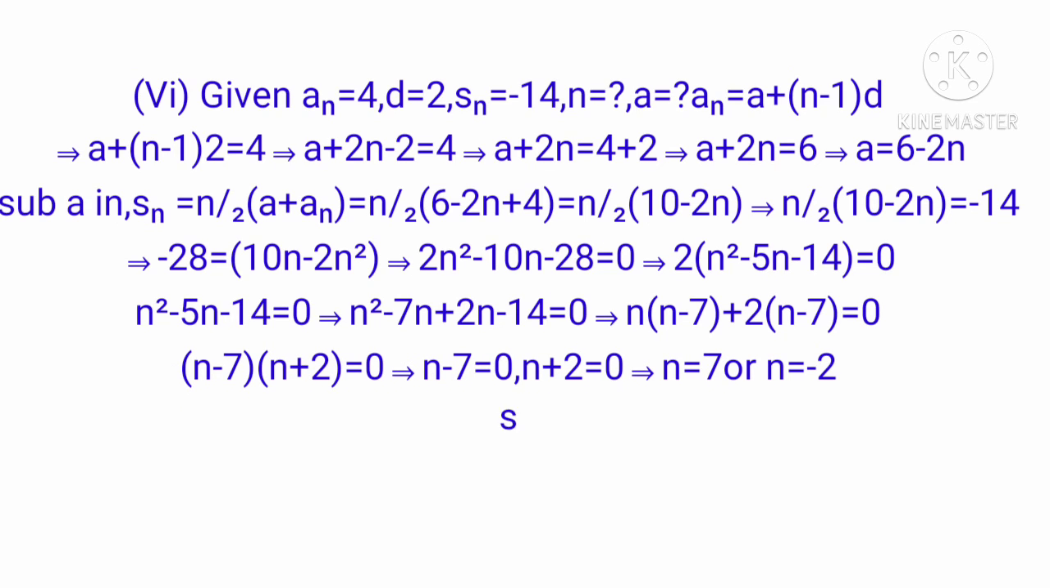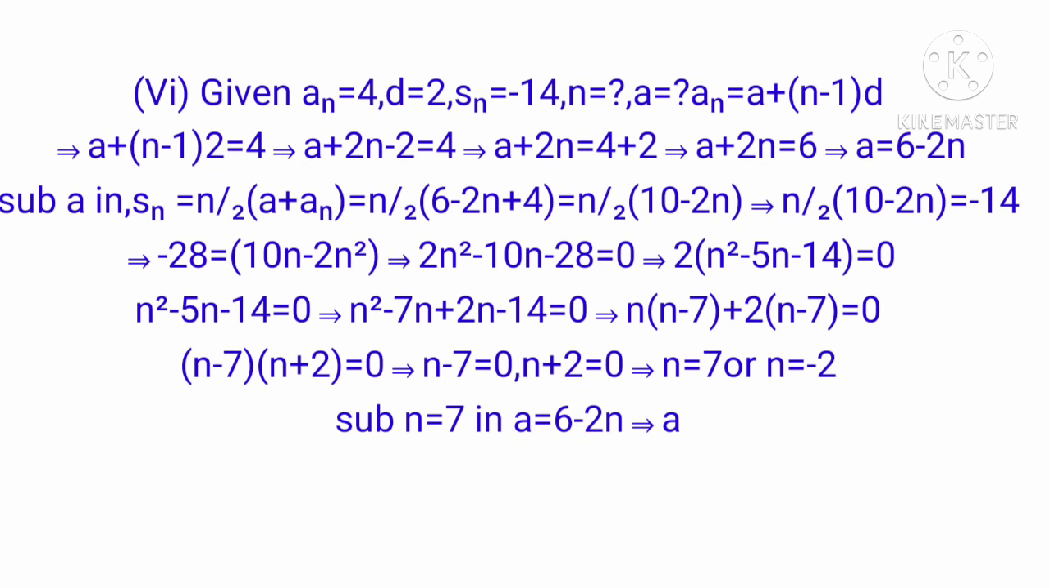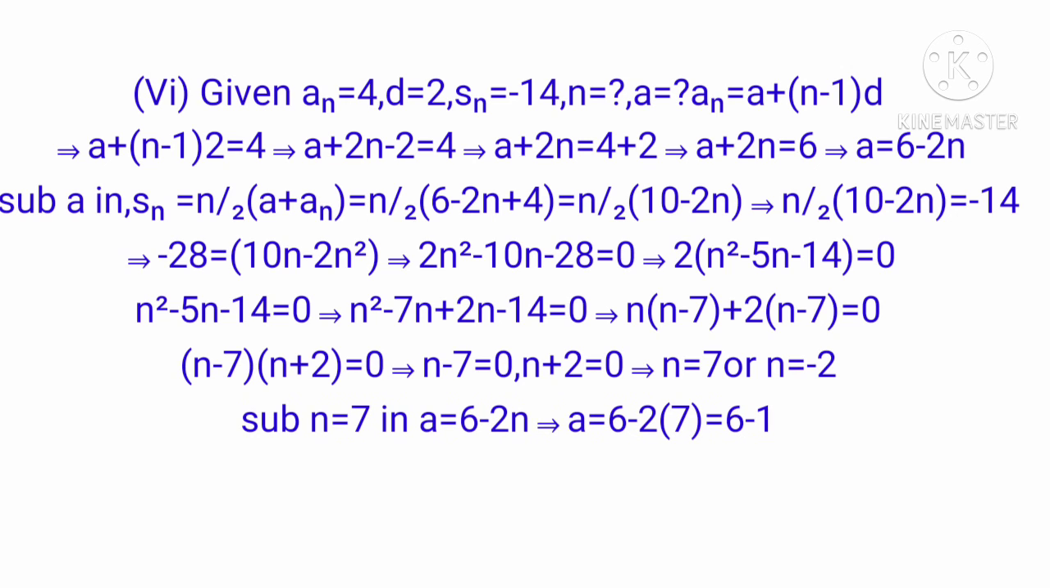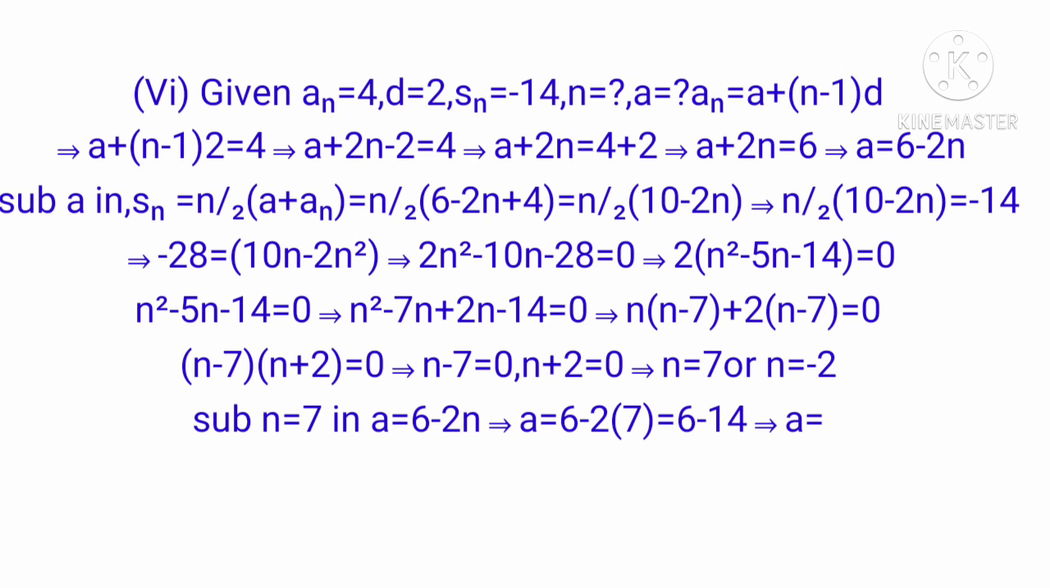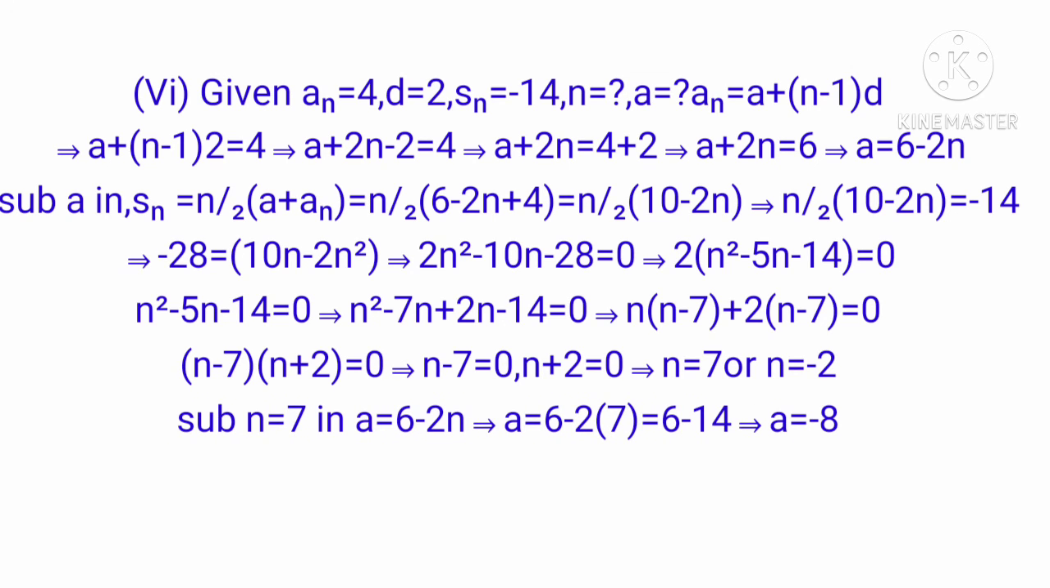So neglecting negative values, substitute n is equal to 7 in a. A is equal to 6 minus 2n. That implies a is equal to 6 minus 2 into 7, that is equal to 6 minus 14. Implies a is equal to minus 8. That is our answer. Okay na students.